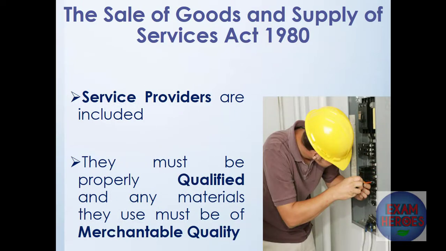Under the Sale of Goods and Supply of Services Act 1980, service providers are included. They must be properly qualified, and any materials they use must be of merchantable quality. So for example, if you have an electrician or a carpenter, they have to be qualified first, and any material they use must be of merchantable quality. If a carpenter is hanging doors in your house, the wood that is used can't be rotten, it must be of merchantable quality.